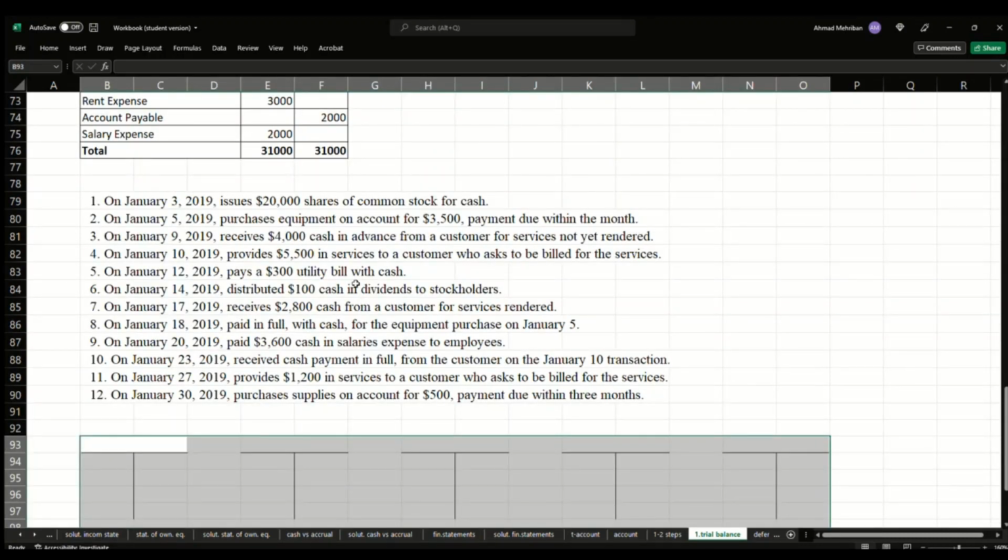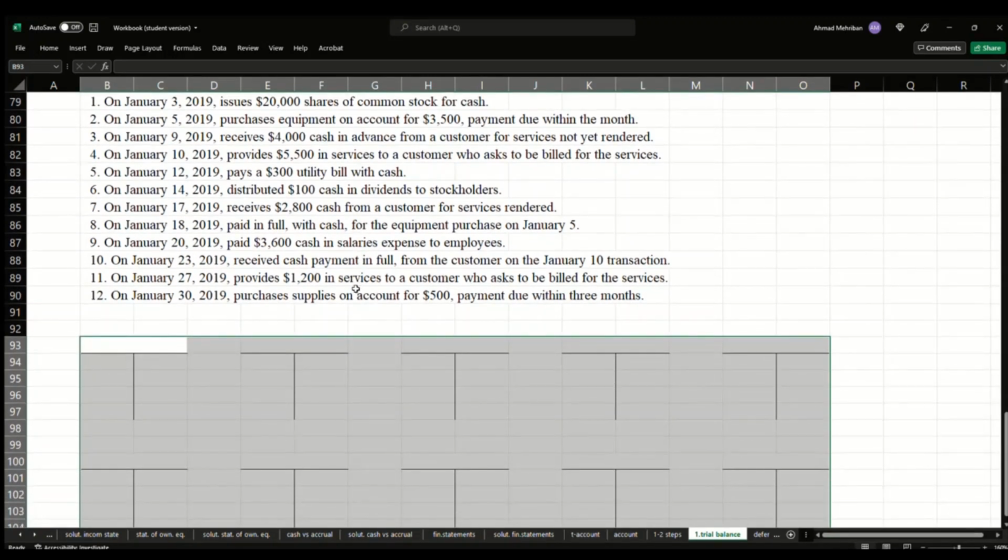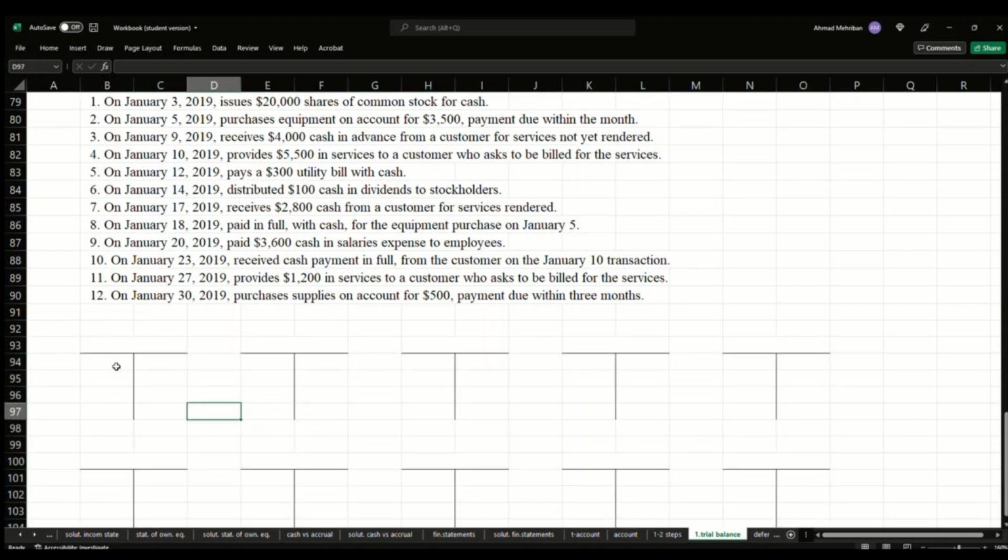Okay, so let's look at the third exercise that we've done, or didn't do in the classroom. This one is a bit longer, but again, it's worth practicing. It's very easy, but still we need to practice, so let's go with it. On January 3, 2019, the business issues 20,000 shares of common stock for cash. Again, we add common stock first. Common stock is an equity account, increases on the credit side. Cash increases on the debit side, 20,000.